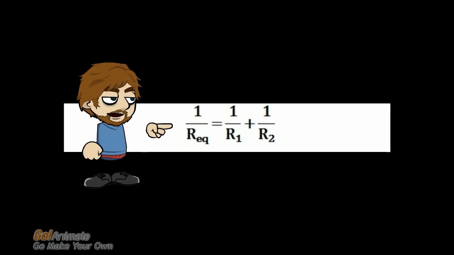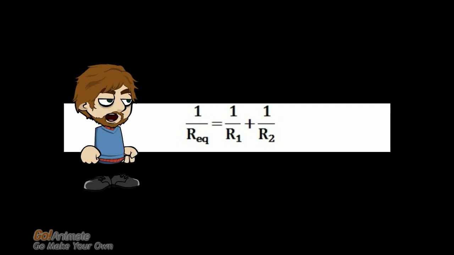Here is how to calculate the equivalent resistance for parallel paths. Notice this is more complicated than when the resistors are in series. This is a two-part equation. First, add the reciprocals of each resistance value. This is the right-hand side of the equation.